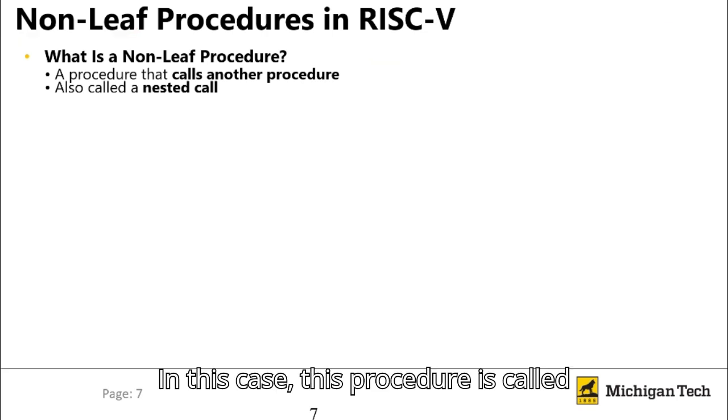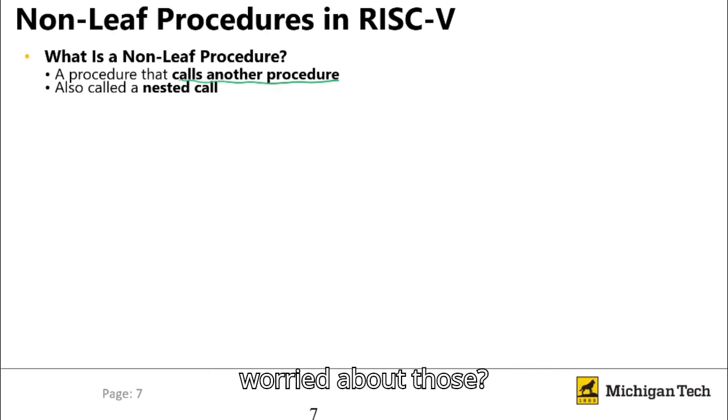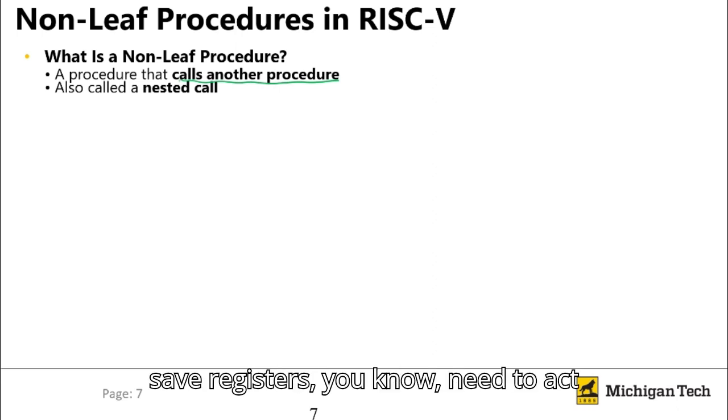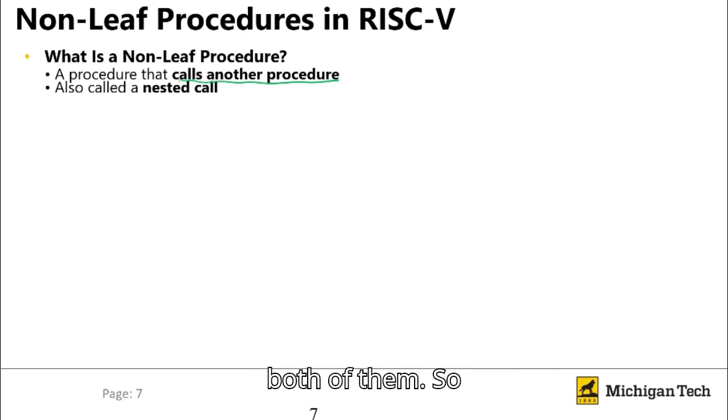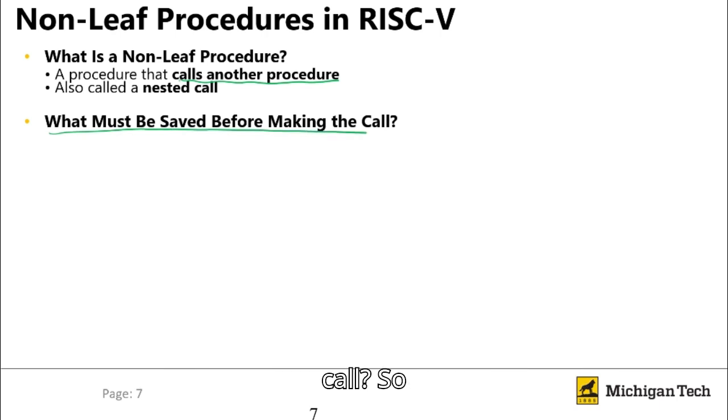In this case, these procedures call another procedure. Why do we need to be worried about those? Based on convention, these non-leaf procedures need to save not just callee-saved registers, but also caller-saved registers. They need to act as both of them. So what must be saved before making the call?